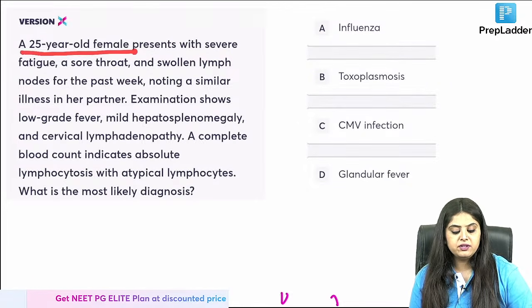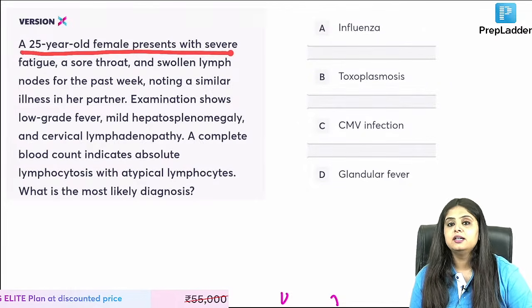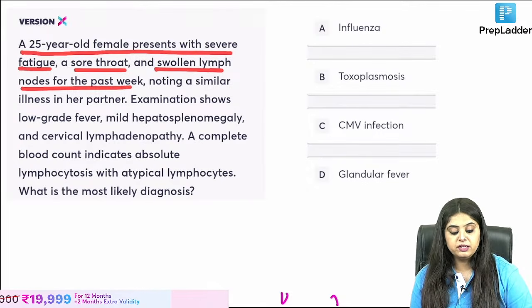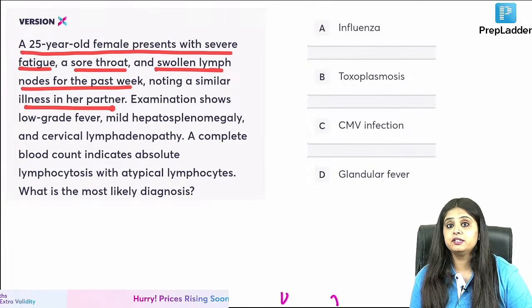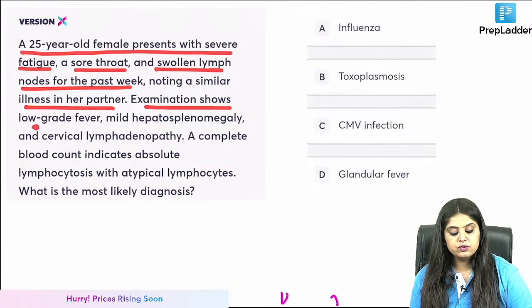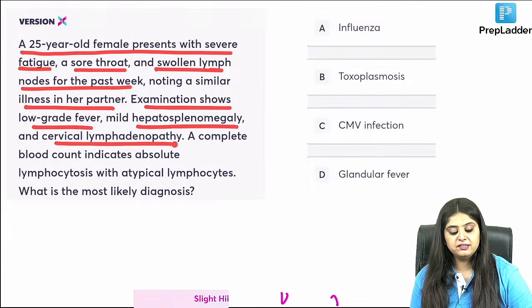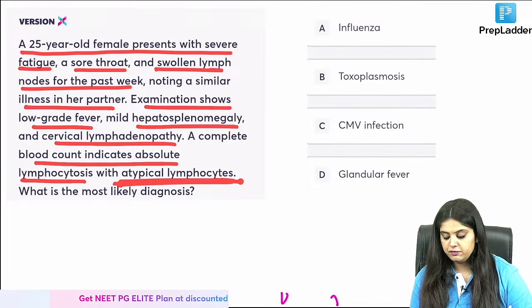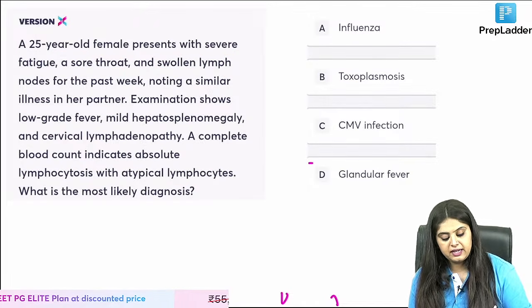There is a 25-year-old female who presents with severe fatigue, sore throat, swollen lymph nodes, noting a similar illness in her partner. So it is contagious. Examination shows fever, hepatosplenomegaly, cervical lymphadenopathy. Complete blood count shows absolute lymphocytosis with some atypical lymphocytes. What are you saying? This is glandular fever.